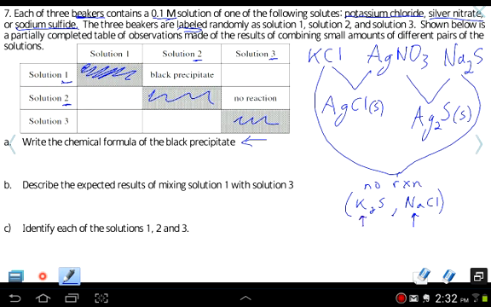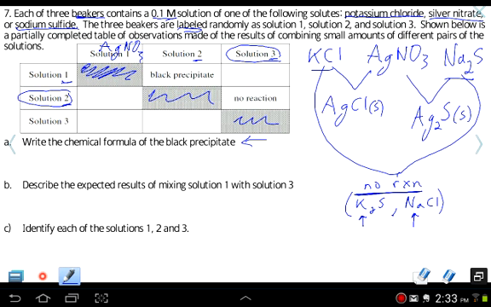So knowing that there's no reaction between these 2, what we can say is that the solutions between solution 3 and solution 2, between which there is no reaction, are going to be KCl and Na2S, which means solution 1 must be the silver nitrate. In other words, this has to be silver nitrate. That's kind of a process of elimination. See if you can think through that one more time.